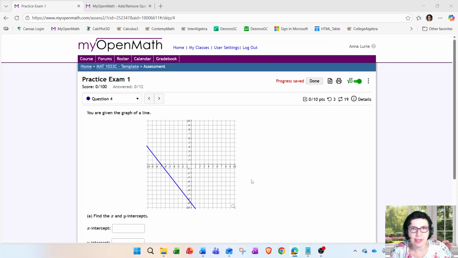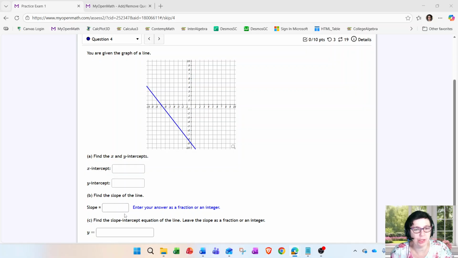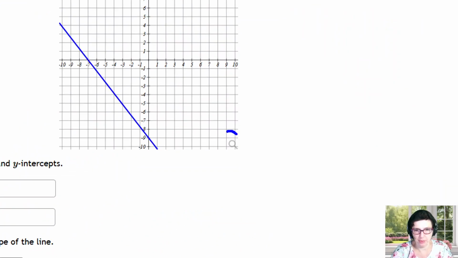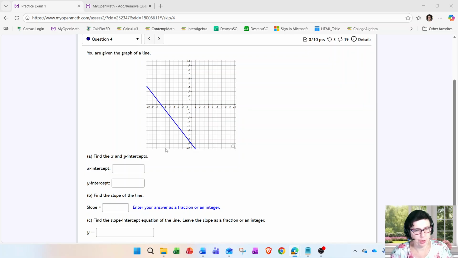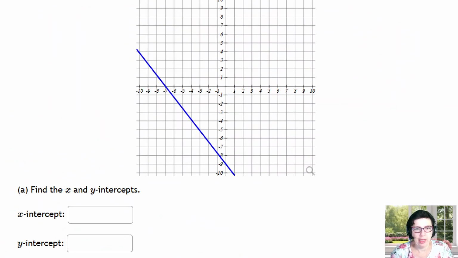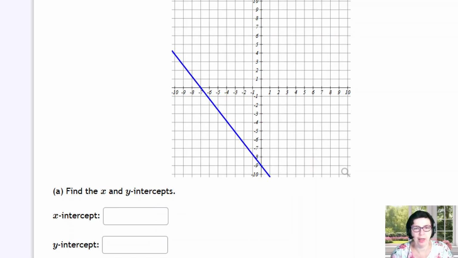Okay, guys, in this video, we are given the graph of a line and we need to figure out what the intercepts, the slope, and the slope-intercept equation of this line are. First, you can click on the little magnifying glass right here. I am just going to click on my zoom, and we need to first determine the x-intercept.